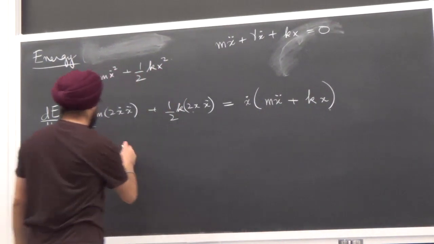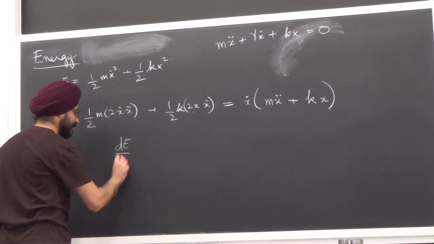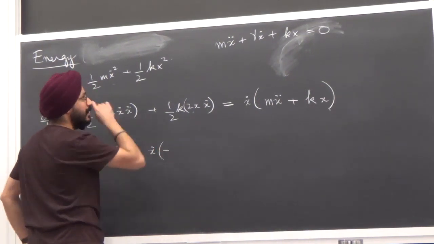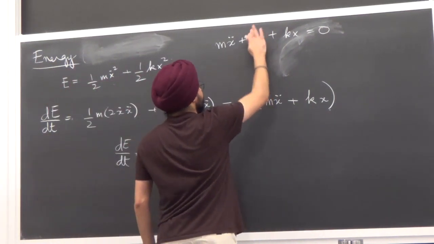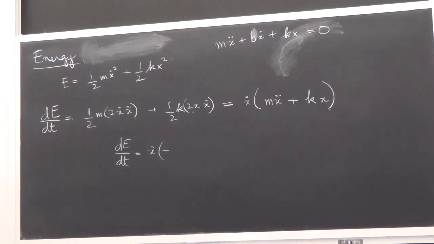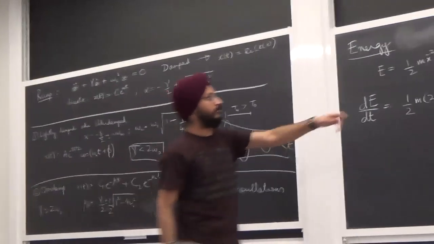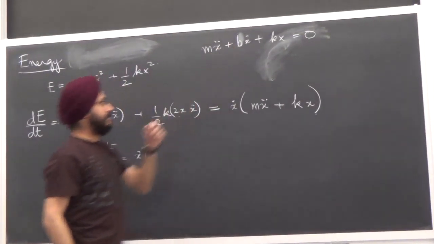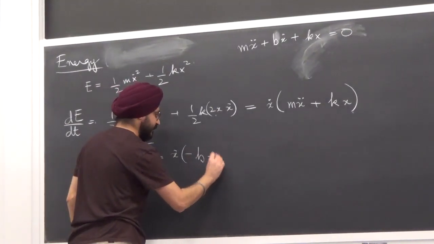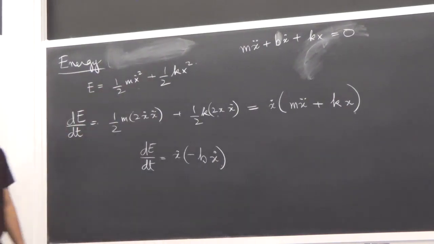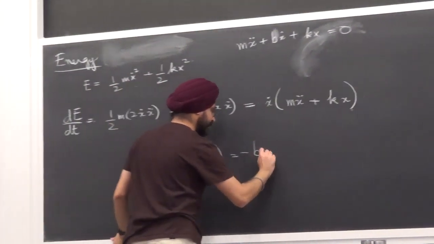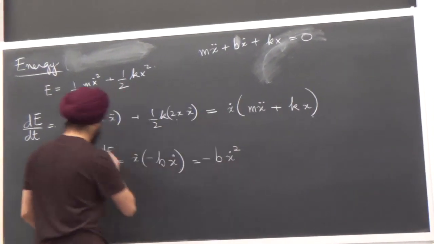So I have dE/dt is x dot times minus, actually hold on, this should have been a b. Yeah, my bad. It's a b there. b divided by the mass is gamma. So that's b, times x dot. And therefore, dE/dt is minus b x dot squared.